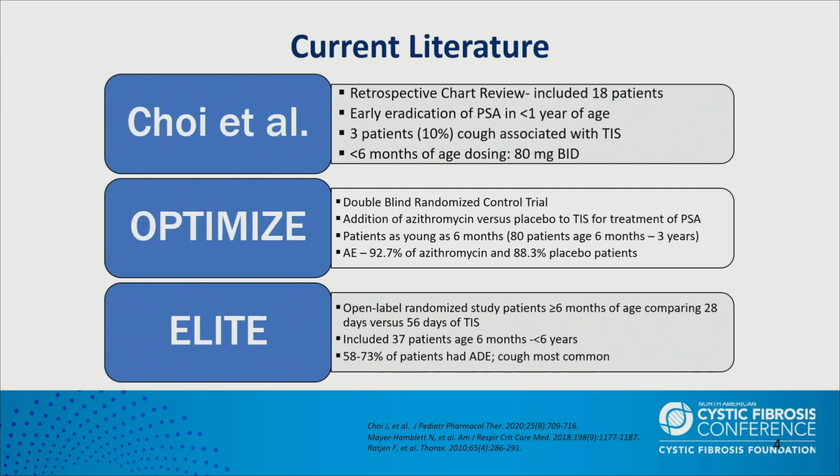The next trial, the ELITE trial, was an open-label randomized study in patients down to 6 months of age. They compared 28 versus 56 days of inhaled tobramycin. They included in the study 37 patients that were in our younger age group, but that younger age group was 6 months to 6 years of age. And they had overall reported adverse drug events in 58 to 73% of patients in that total study, with cough being the most common. So as you can see, we have a little bit of data in that youngest age group, but not a whole lot, and some not very clear.